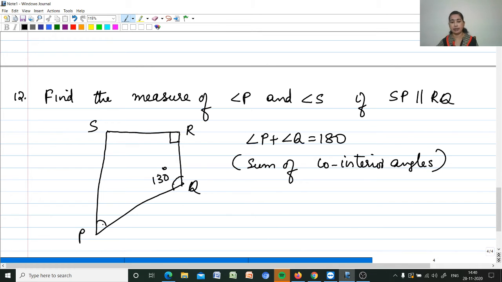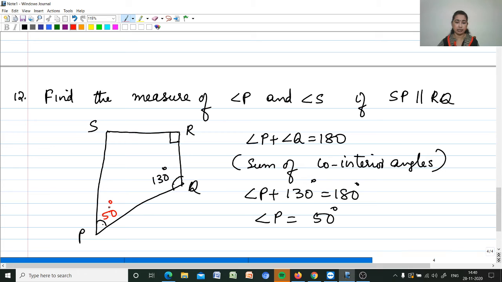Sum of co-interior angles is 180. So these two angles sum to 180. So we can write here angle P plus angle Q, which is 130, is equal to 180 degrees, or angle P is equal to 50 degrees. So angle P we got as 50 degrees. This is 50 degrees, and this is 90 degrees because it is already given.